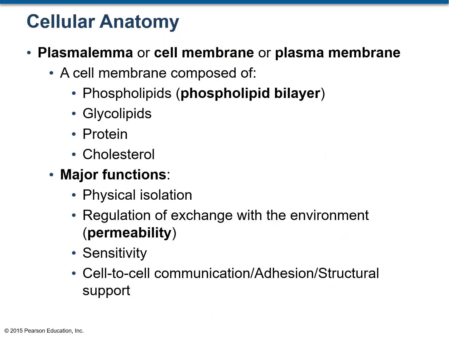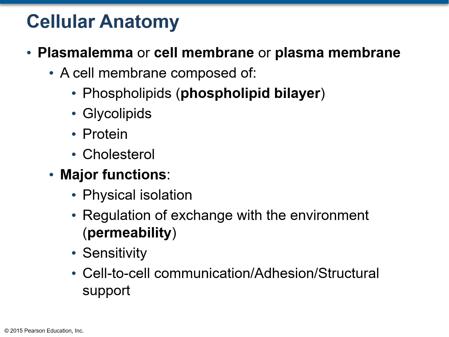We will start with the plasma lemma or the cell membrane. The cell membrane is the outermost covering of the cell. It is made up of different types of lipids, means fats, such as phospholipids and glycolipids. It is also made up of proteins and cholesterol.